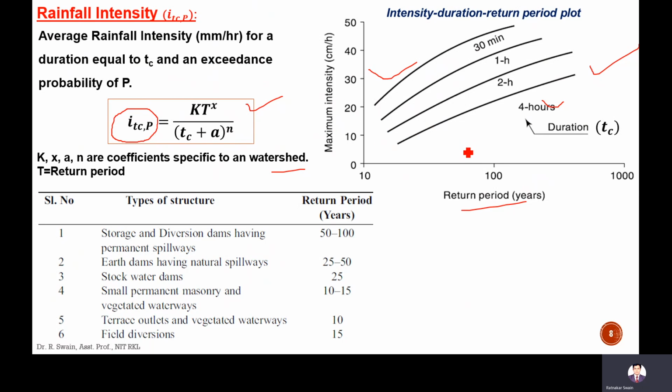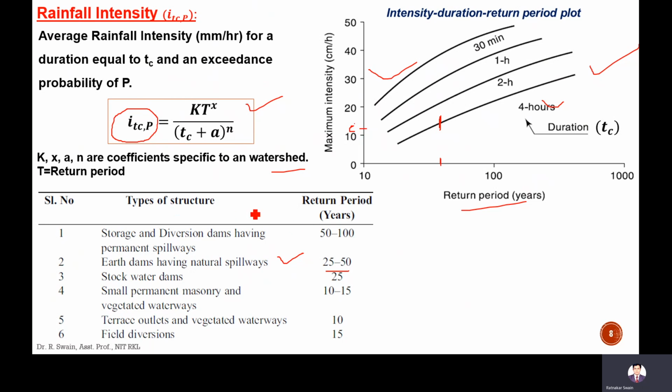Say we are going to construct an earthen dam. Its return period is 25 to 50. If we select a 30-year return period and the duration of rainfall, then we can determine the I value.